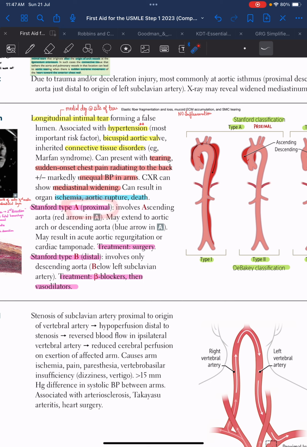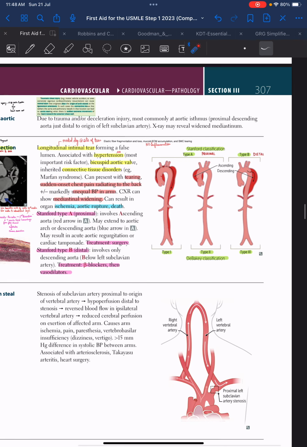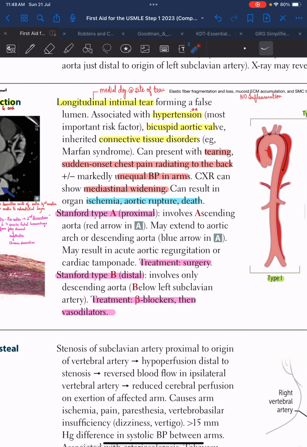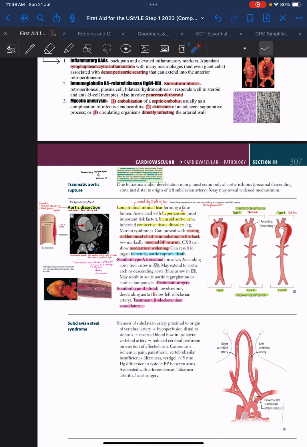Type A, you can remember A for ascending, so it basically involves the ascending aorta, and B comes after A, okay. So it is below the left subclavian artery, that is the distal or the descending aorta, okay. Type A is also a risk factor for acute aortic regurgitation and cardiac tamponade. So we have learned everything about aortic dissection.